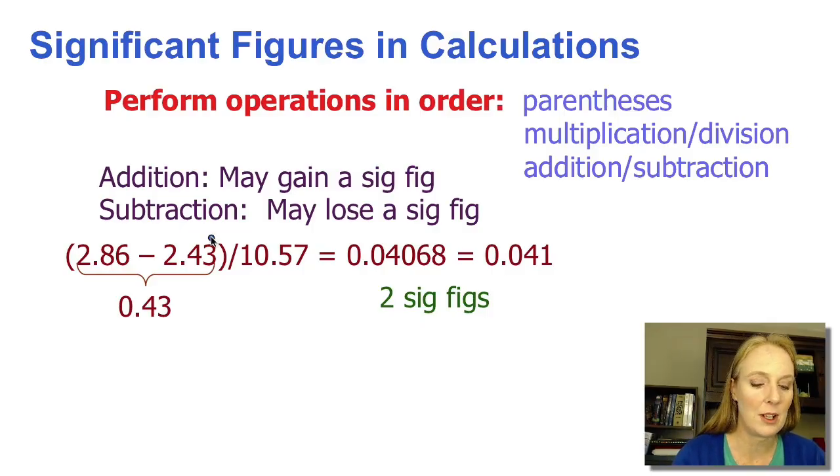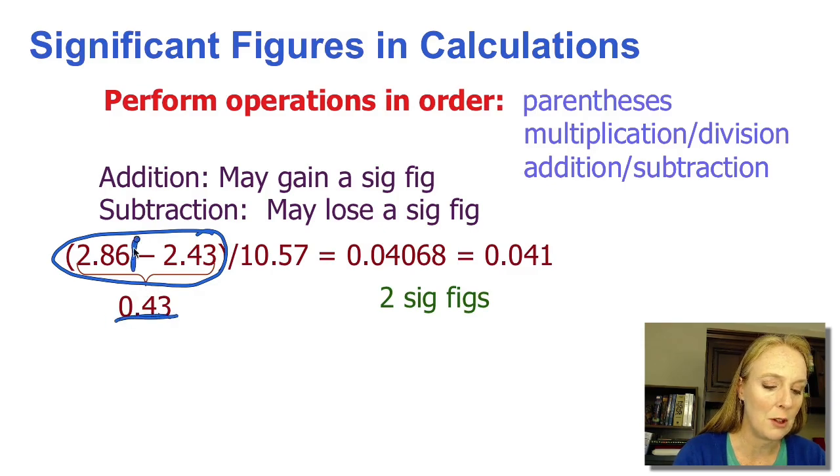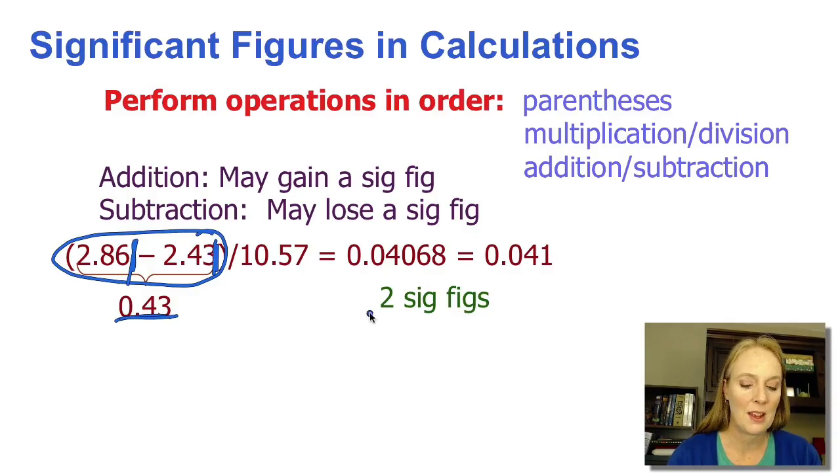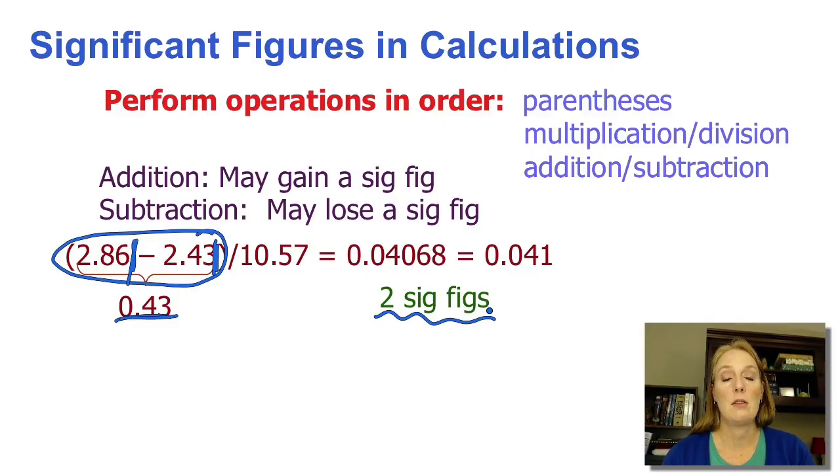Okay, so just from looking at what's on this side, the parentheses, the answer from that, remember, can only be to the 100th place because I'm using the decimal places when I do subtraction. That has 2 significant figures. I then take the number with 2 significant figures and divide it by 10.57 to give me an answer of 0.04068, which I'm going to round to 2 significant figures, 0.041.